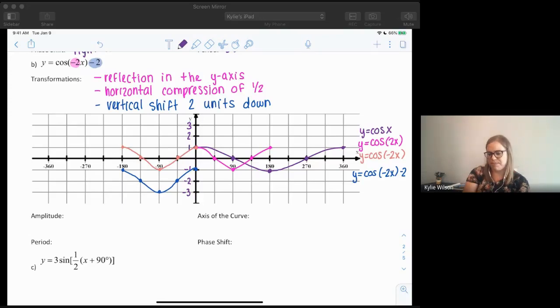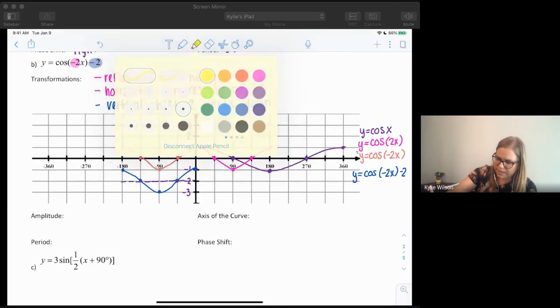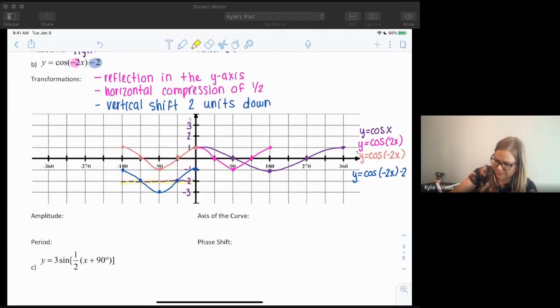Good question. Okay, so let's figure out our amplitude. So again, on my little blue graph, I'm going to just draw out my axis so I can really understand what my amplitude is. So there's my axis. So my amplitude is this space in between my minimum and my axis, which in this case is just 1, like that. My axis is that yellow highlighted line, which is at y equals negative 2.